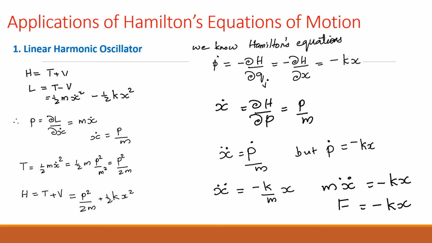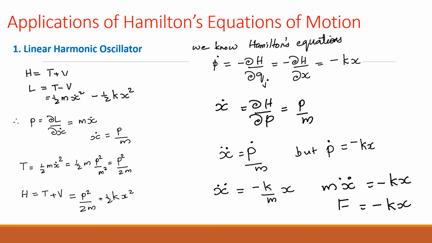Using this, what is actually p? Momentum p is ∂L/∂x dot. When you differentiate this with respect to x dot, you will get half times m times 2x dot. So 2 cancels, and that will be m x dot. So p is equal to m x dot. So what is x dot from here? x dot is equal to p divided by m.